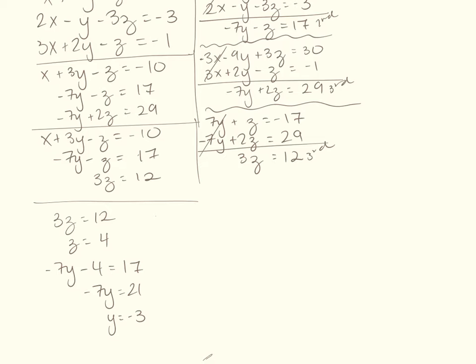And then I'm going to plug z and y into my first equation. So x minus 9 minus 4 is equal to -10. x is equal to 3. So I've got 3 for x, -3 for y, and 4 for z. So my solution is 3, -3, 4.